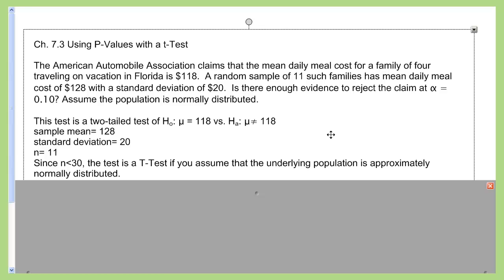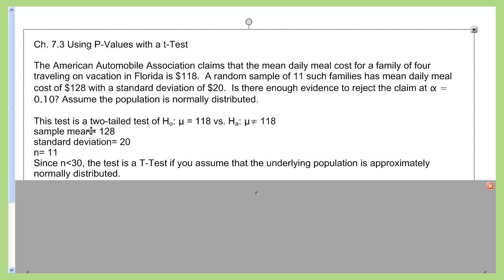The American Automobile Association claims that the mean daily meal cost for a family of 4 traveling on vacation in Florida is $118. A random sample of 11 such families has mean daily meal cost of $128 with a standard deviation of $20. Is there enough evidence to reject the claim at alpha equals 0.10, and you're going to assume again that the population is normally distributed?